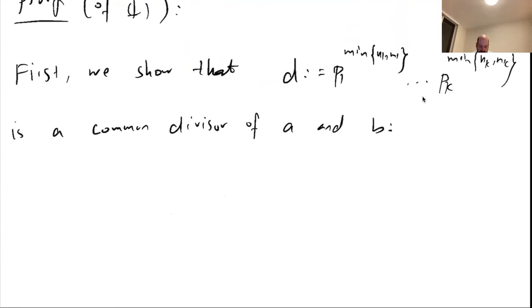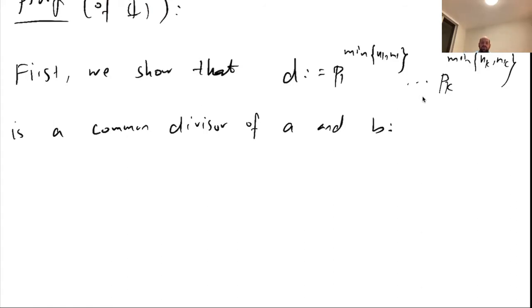Now let's look at A. What is A? A is P1 to power N1 all the way to Pk to power Nk. If I want to show that one number is a divisor of another, how can I do that? I have to write the second number as the first number times some other number. For example, you want to show 5 is a factor of 10. You can write 10 as 5 times another number, which is 2 in that case, and that means 5 divides 10.